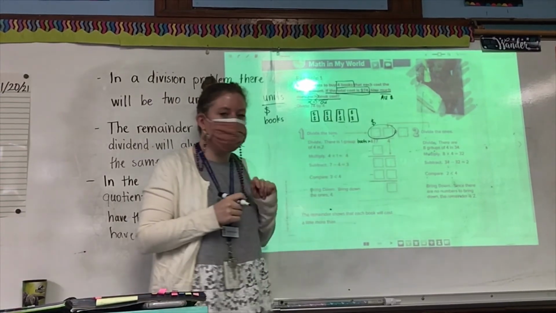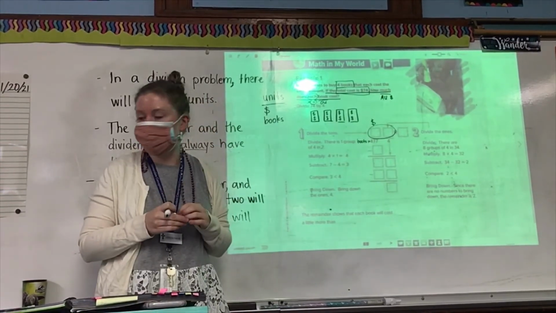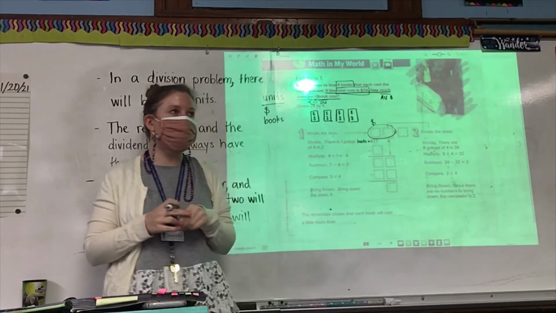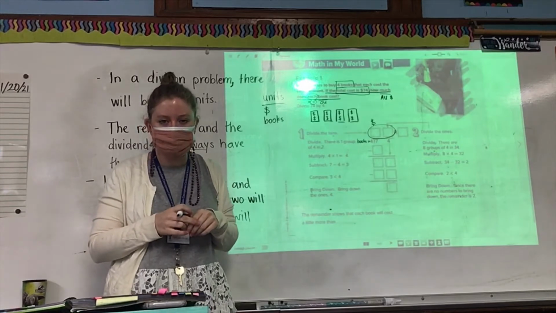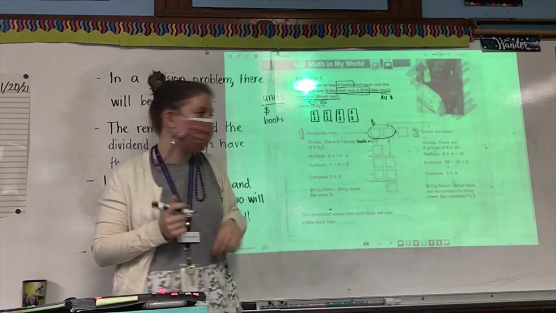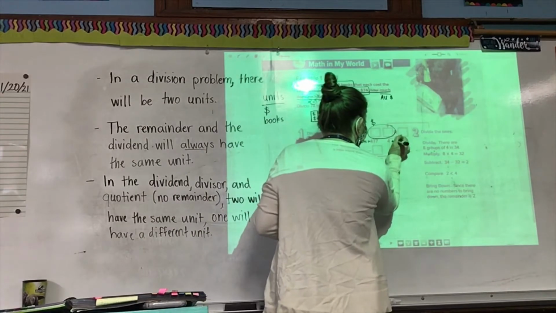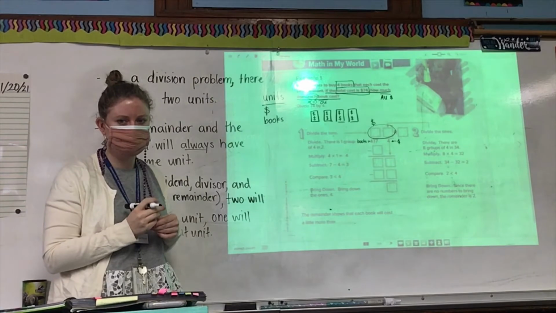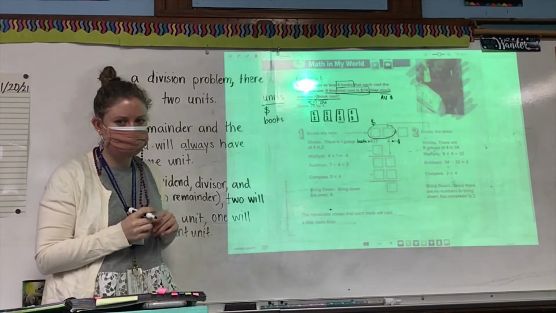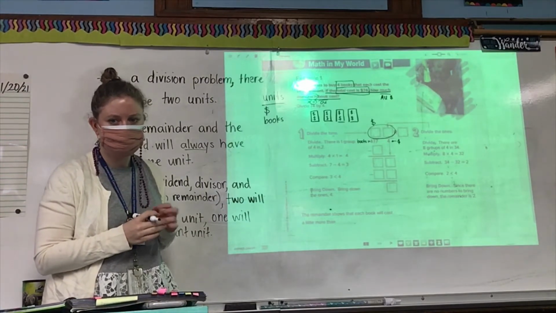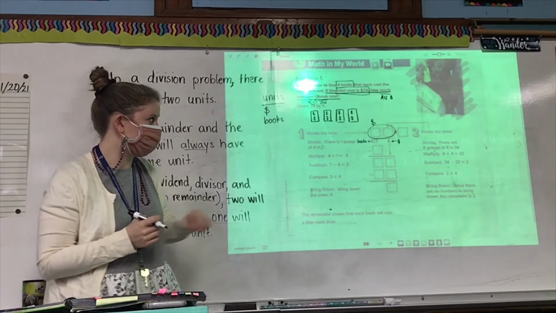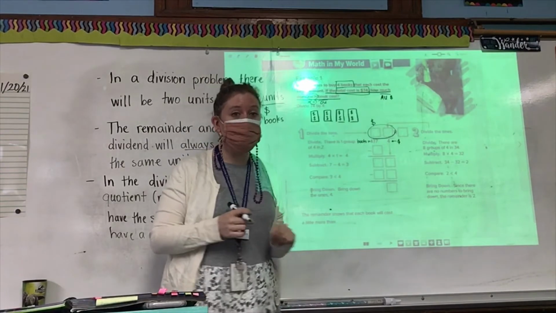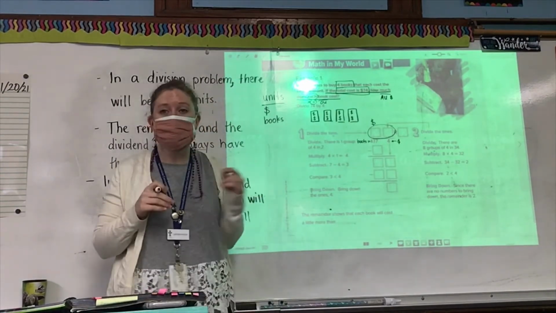We know the quotient has what unit? What unit does the quotient have? Zari. Money. How do we know that? Because if $74 is the answer unit, then the answer has to have dollars in it. So the number 74 has a dollar sign.